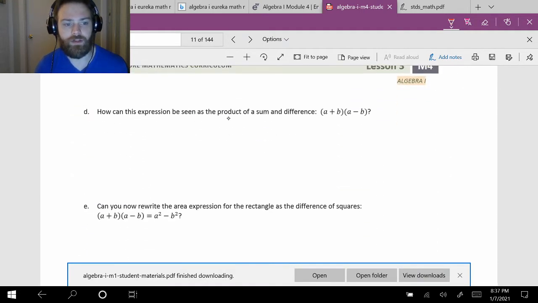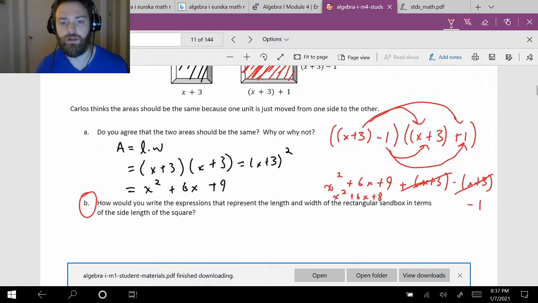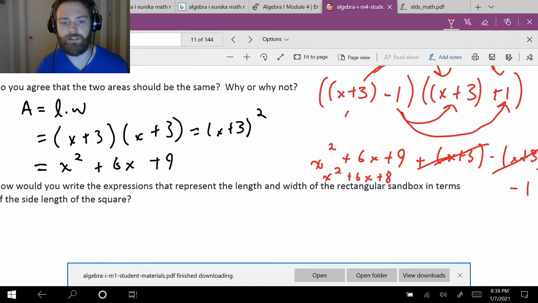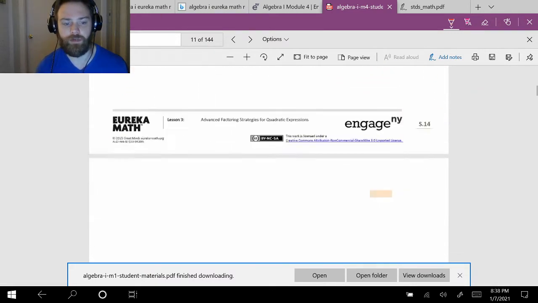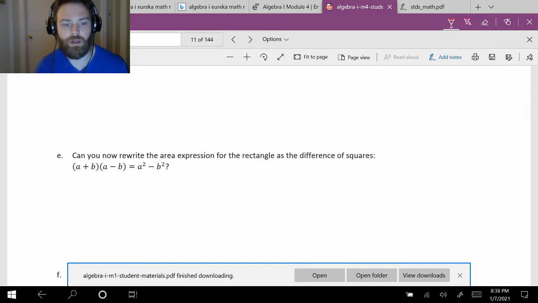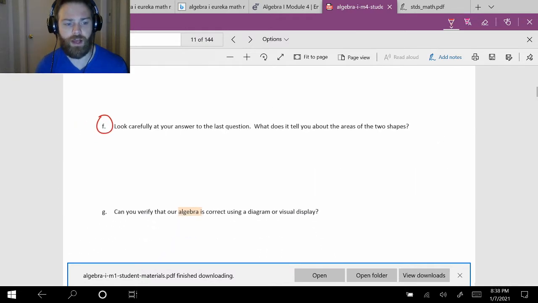Okay, how can this expression be seen as the product of a sum and difference, a plus b and a minus b? So that's exactly what we saw up here, right? Whenever you multiply these out, this is a difference of squares, okay? So in this case, this is our a and this is our b. And this is our a and this is our b. So a minus b, a plus b, or the other way around. So they're trying to show you, they're trying to lead you there. So a through f is doing that.